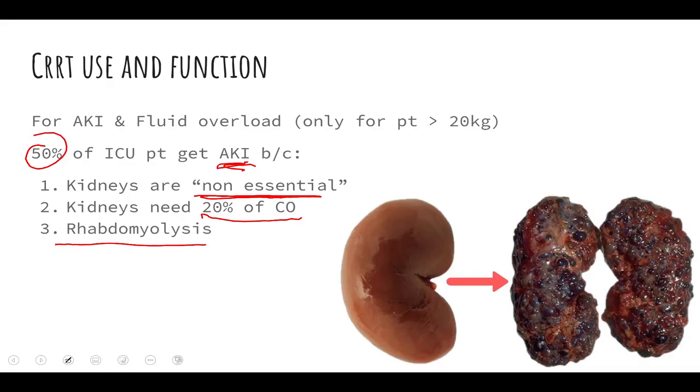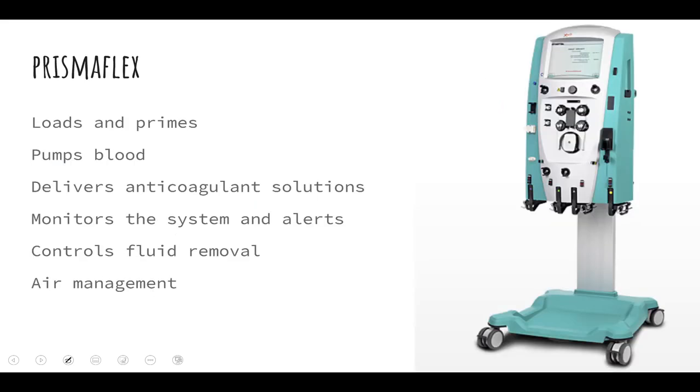Also know that CRRT is only meant for patients that are over 20 kilograms, or roughly 40 pounds, of body weight. Now, in this video, we're going to talk about Prismaflex. That is the machine that is mostly used to carry out the CRRT. Prismaflex does a lot of things for us. It loads and primes the pump with blood. It pumps the blood to and from the patient.